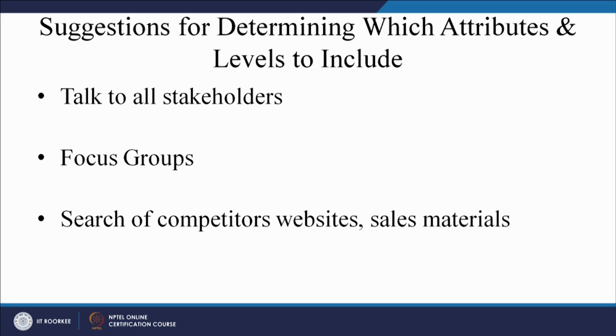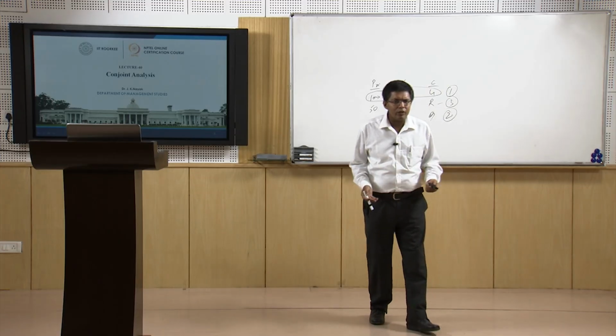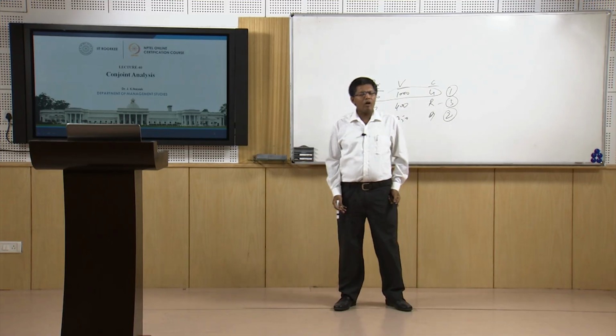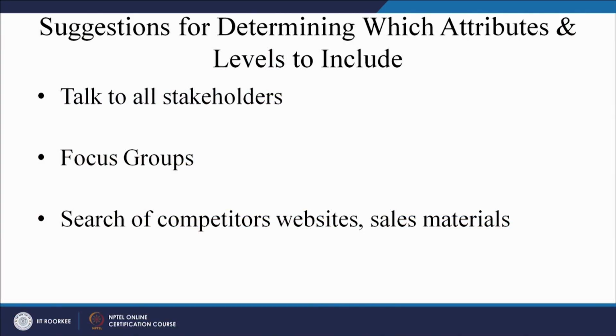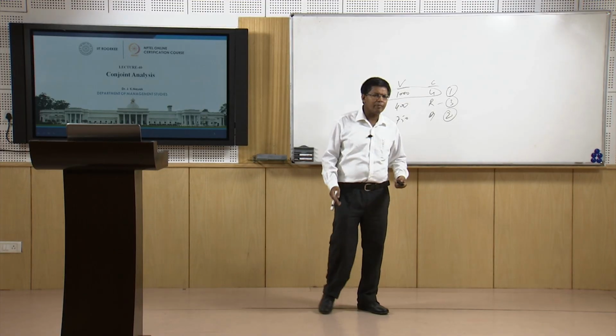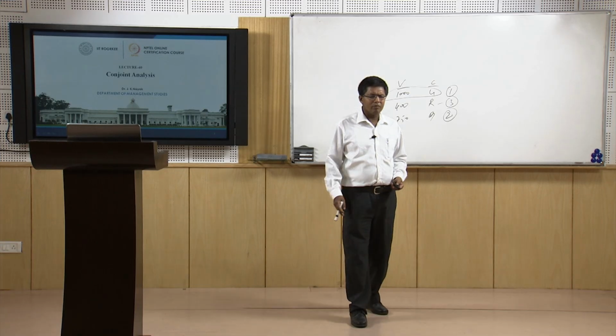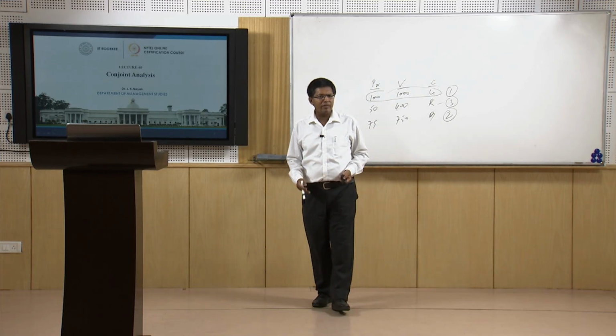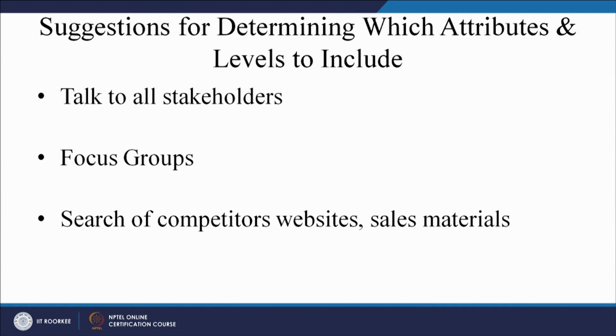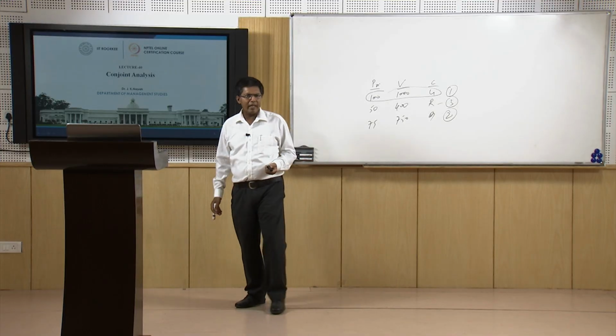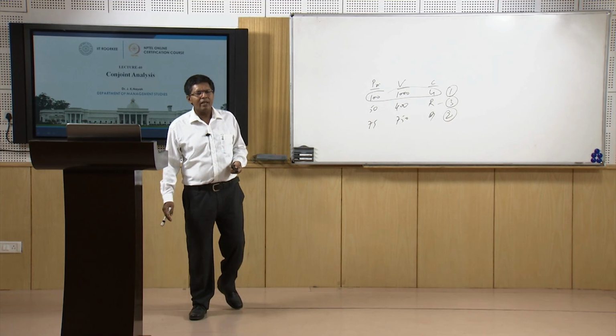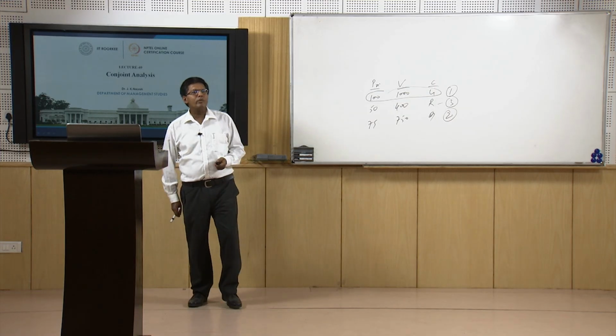Suggestions for determining which attributes and labels to include. How do you identify which attributes and which labels to include? Simple, talk to the stakeholders, the people who are involved, the customers, the managers in the company, the different people, through a focus group interview. We have done focus groups in qualitative research. Search competitors' websites and sales material, that means what your competitors are doing and how. This will help you to determine which attributes to include and which not to include.